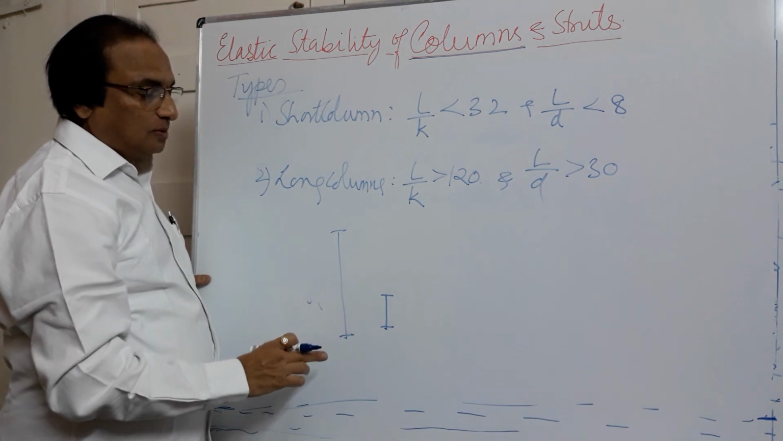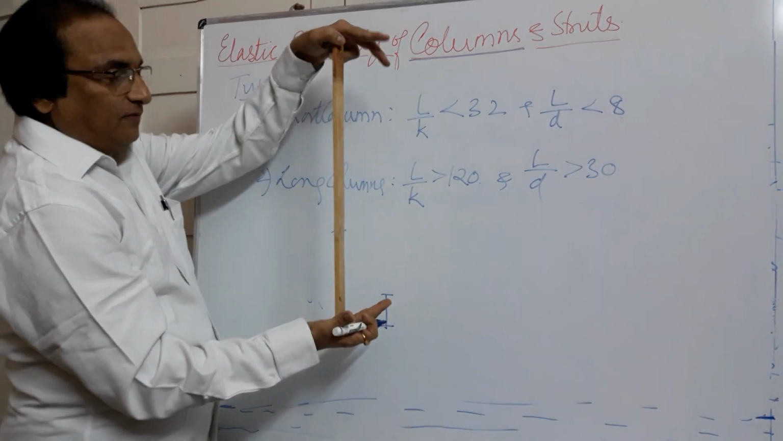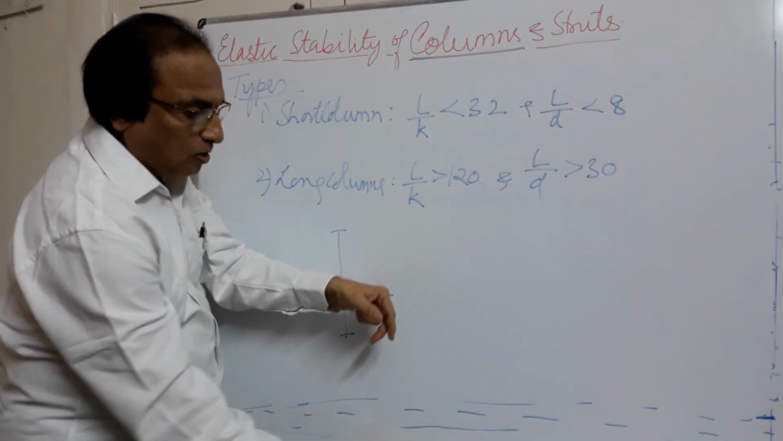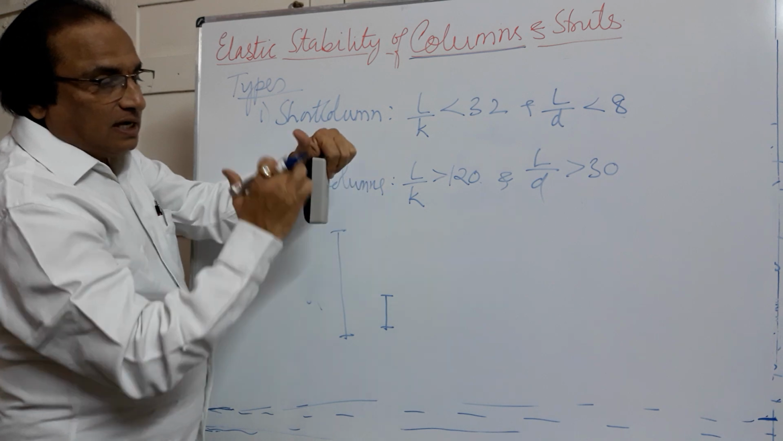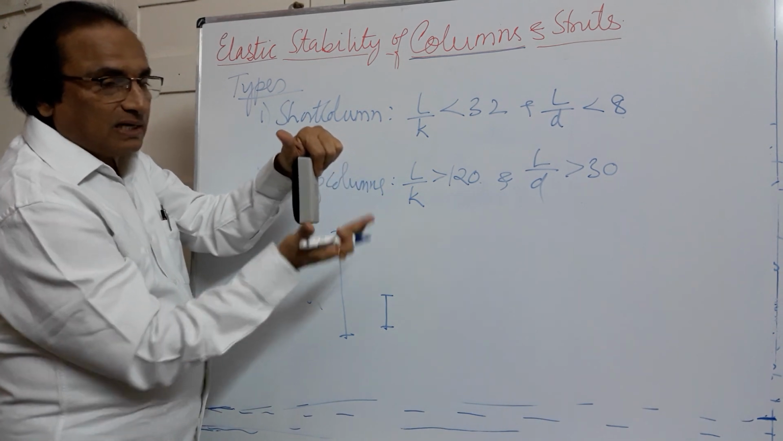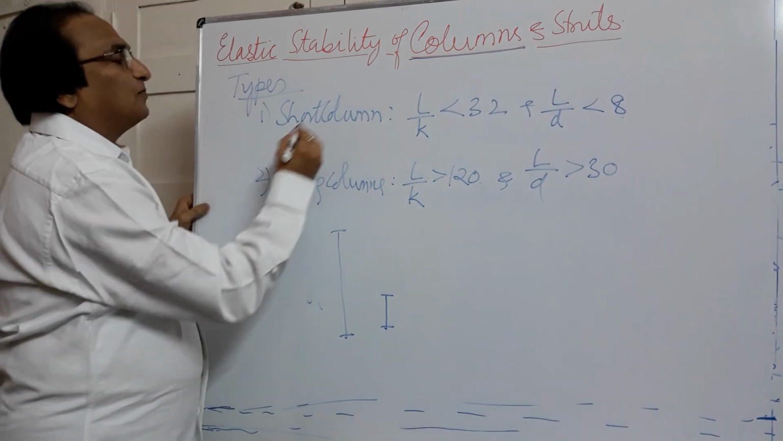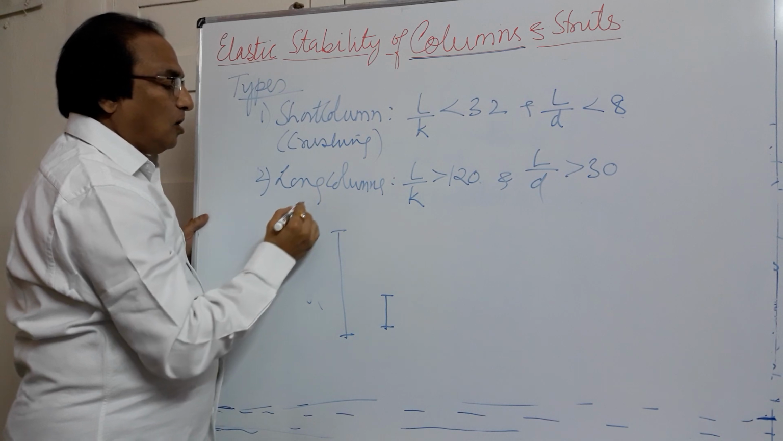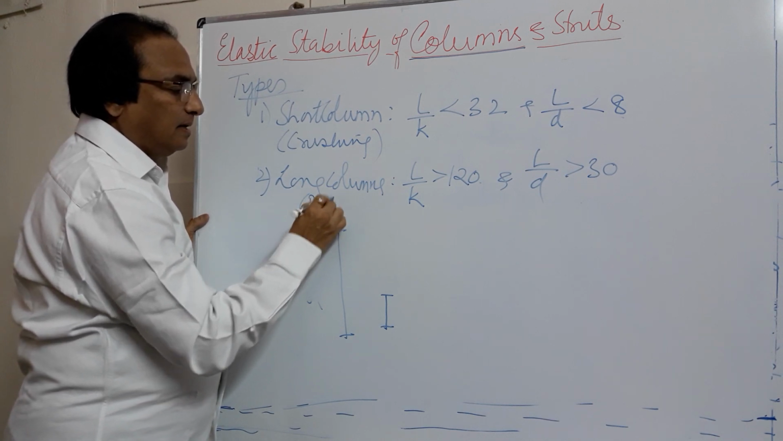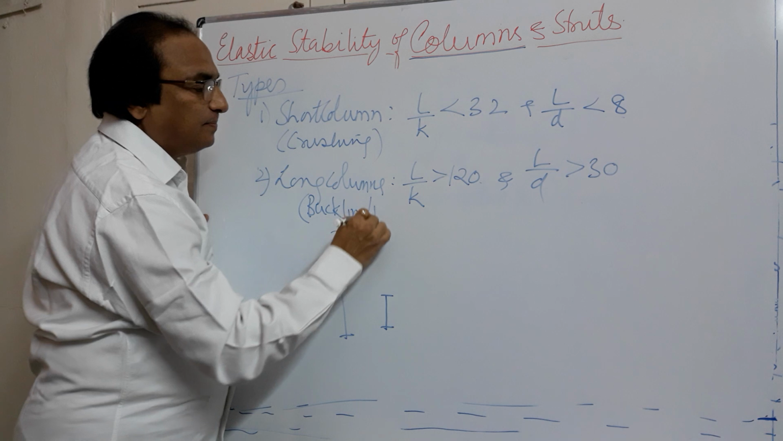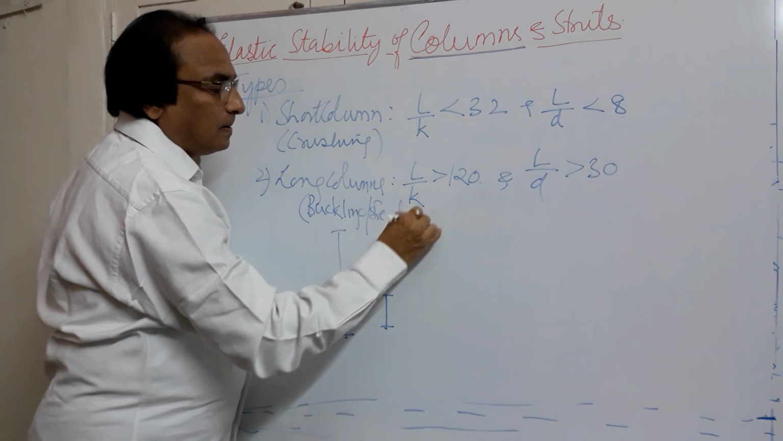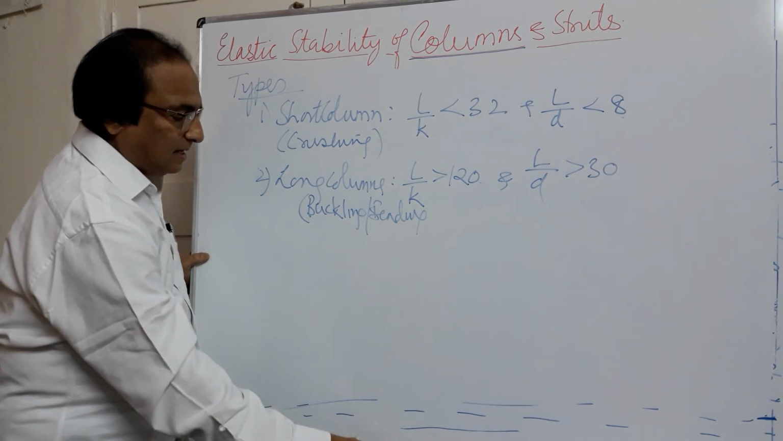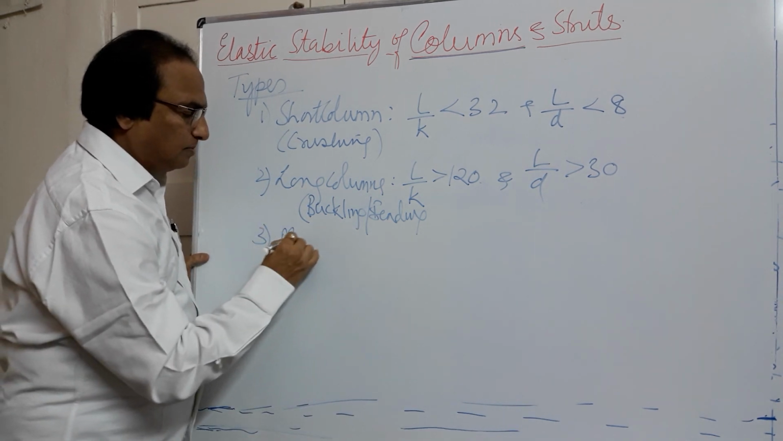If you see both the columns, if I take a very long column and subject it to loading, it will bend rather than getting crushed. Whereas if I take a small column and try to compress it, it is very difficult for it to bend, but it can easily crush. So the failure of a short column is due to crushing under compressive load, and the long columns will fail due to buckling, or we also call it bending. Long columns will fail due to bending. In between, we have another category, which we call medium columns.